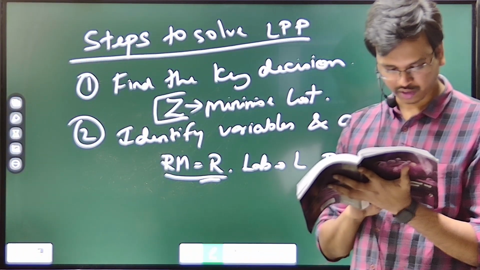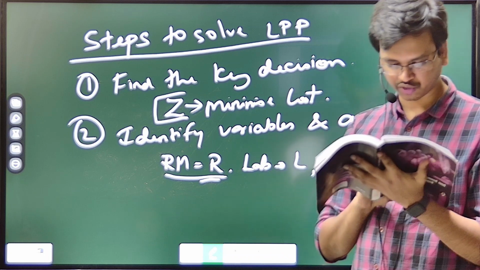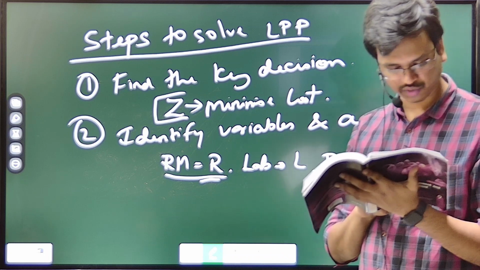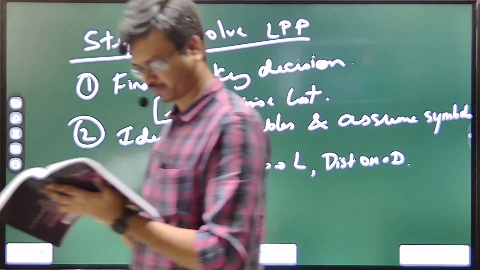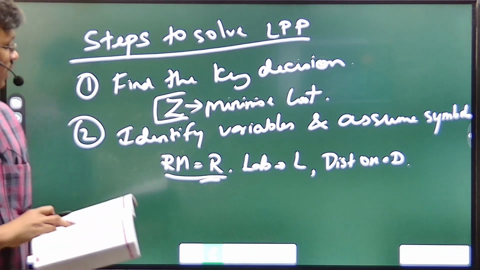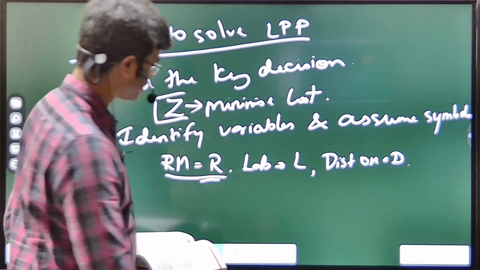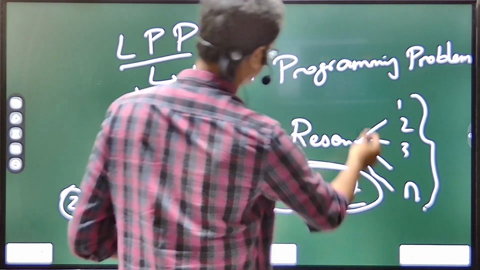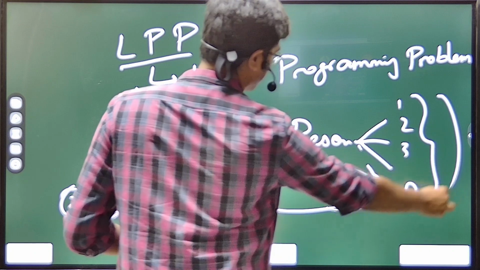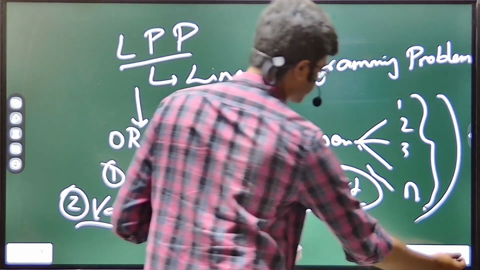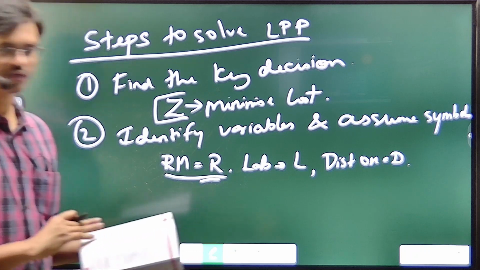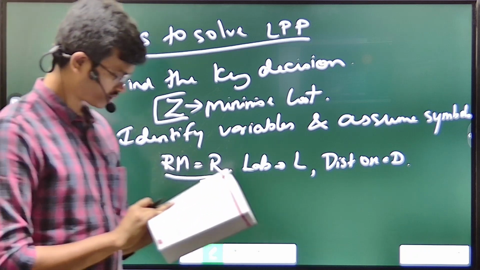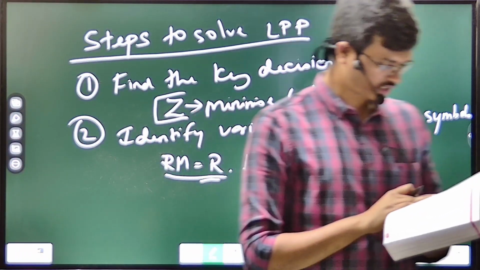Third, express the possible alternatives mathematically in terms of variables. The set of feasible alternatives generally is given in the situation. So possible alternatives, as we have seen in the previous slide, these are all the possible alternatives, right? So this you have to express. We will get more clarity when we solve the problems. So just try to understand the steps.